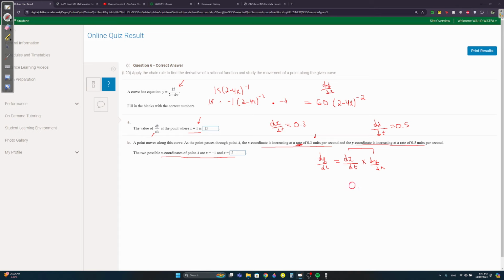Dx over dt is 0.3. Dy over dx is 60 over 2 minus 4x squared, because you take the power down. This is not in simplest form, you must take it down. Equals dy over dt, which is 0.5. Let's simplify. 0.3 times 60 is 18 over 2 minus 4x squared equals 0.5.